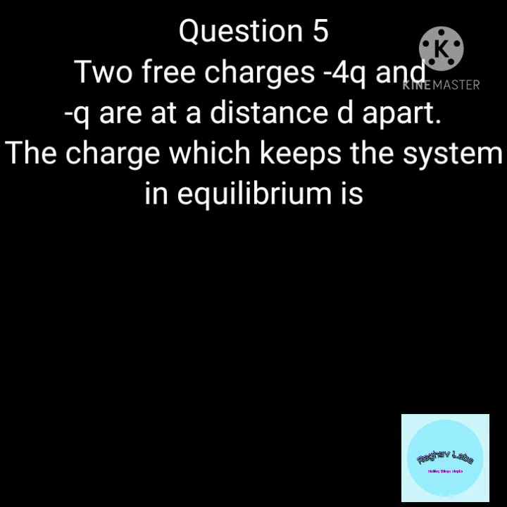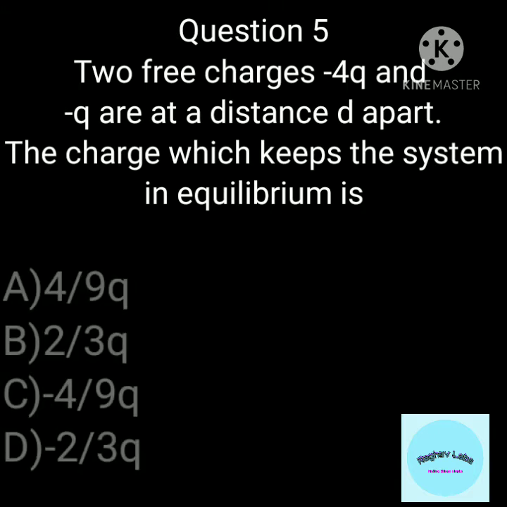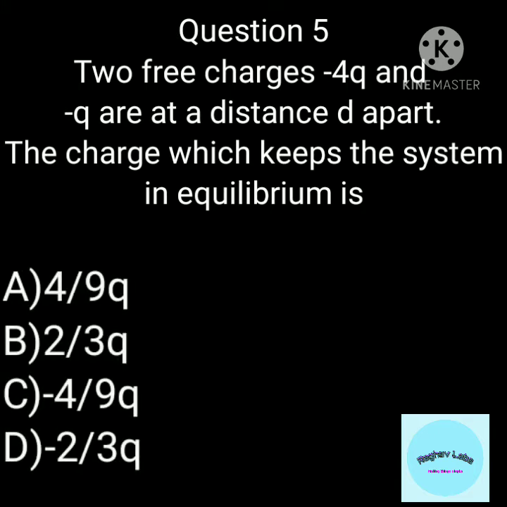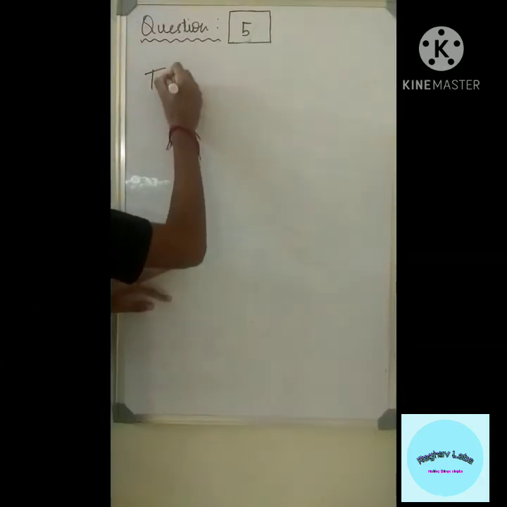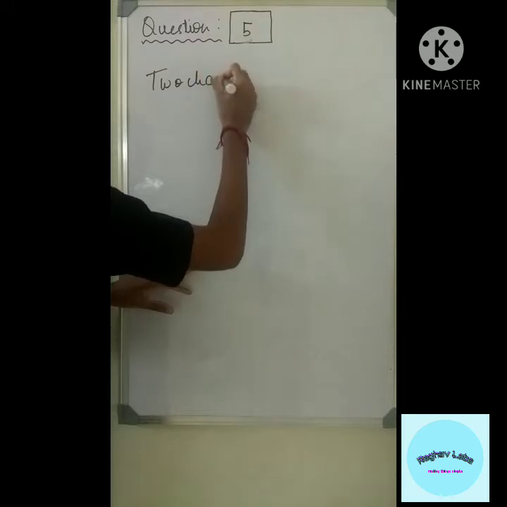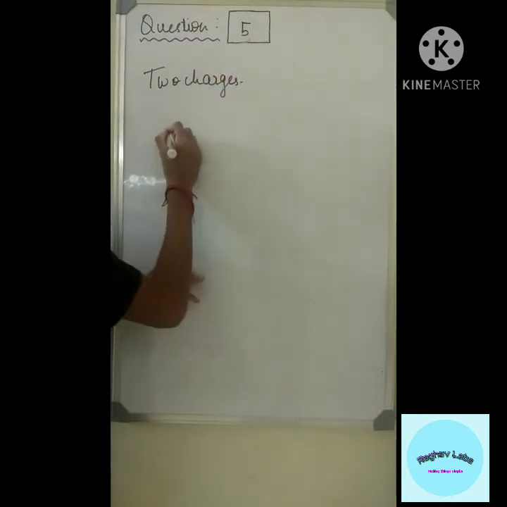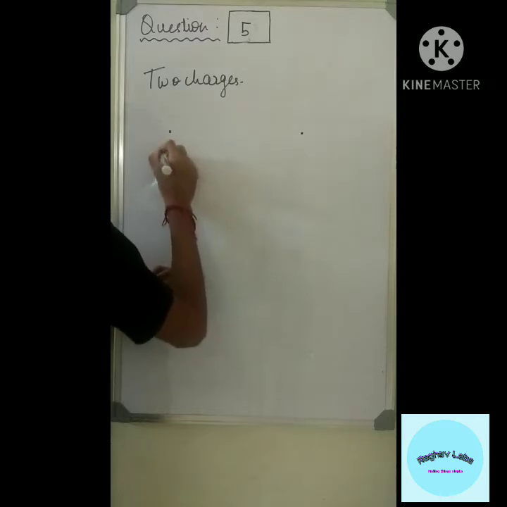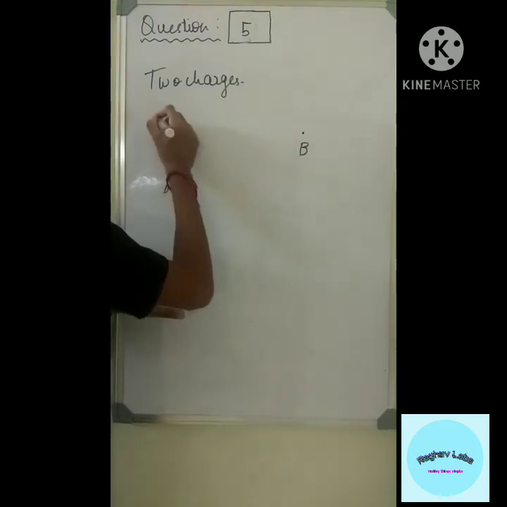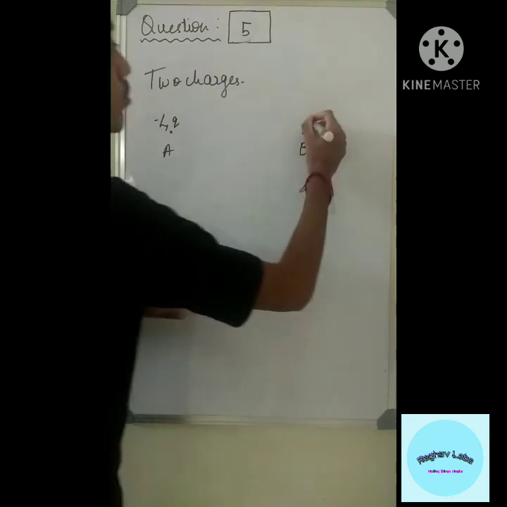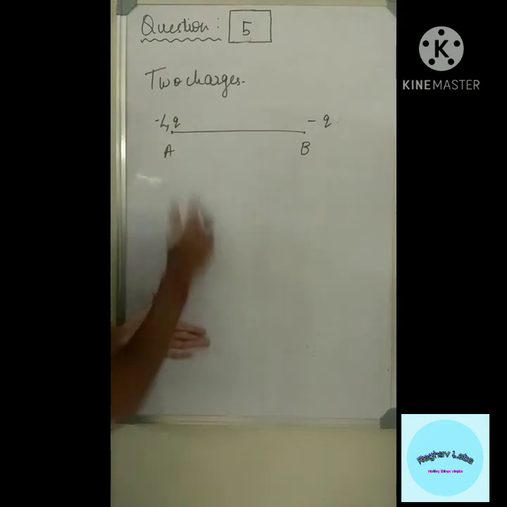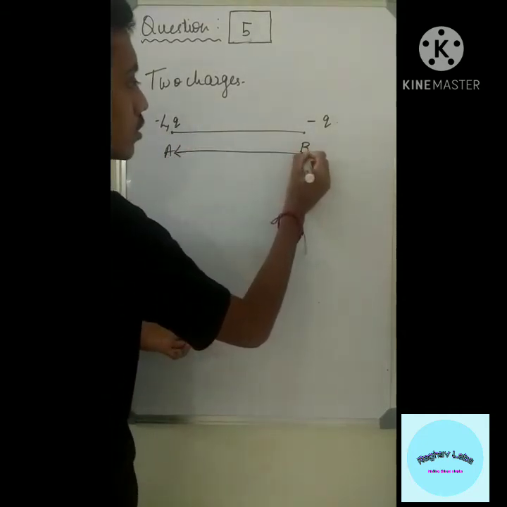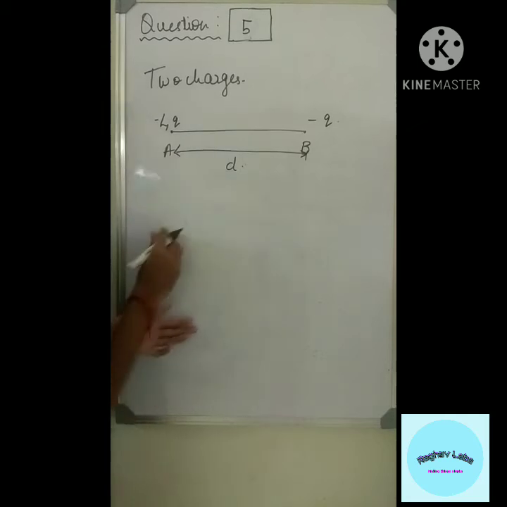Two free charges, minus 4q and minus q, are at a small distance d apart. The charge which keeps the system in equilibrium is. The options are as follows. So we are given two charges. Always write the given data first. Two charges, at points A and B, minus 4q and minus q, are separated by a distance d, right?